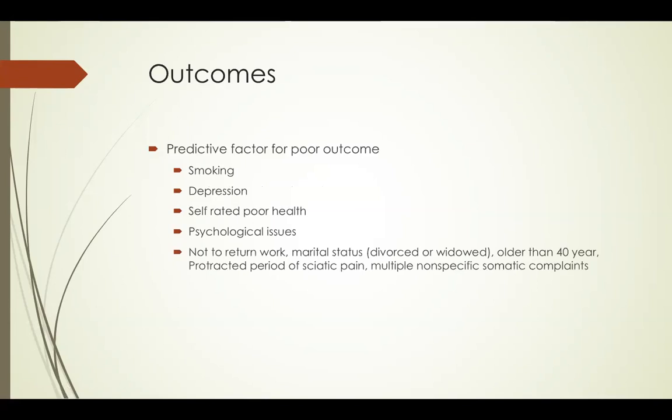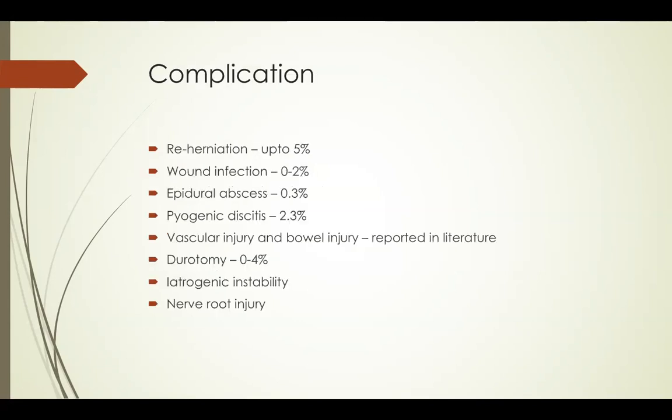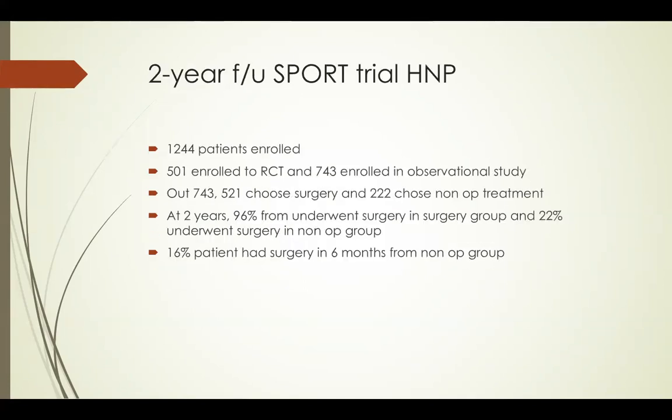Poor outcome predictors are also important. The patient has mental issues, of course, and L&I litigations are always having issues. Even if they underwent the surgery, they're not going to have good outcomes. So these are the complications. I think the SPORT trial is more important to discuss here.